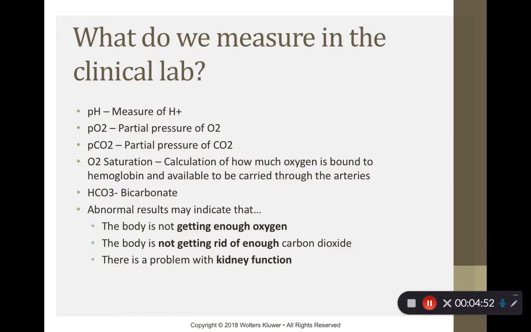If there are any abnormal results in these measurements, you can find that there may be issues with the body not getting enough oxygen or the body not getting rid of enough carbon dioxide. Remember, we take in oxygen and we get rid of carbon dioxide, so that has to be in balance in our body, in homeostasis. We could also see improper measurements of pH, PO2, PCO2, oxygen saturation, and bicarbonate when there is a problem with kidney function.